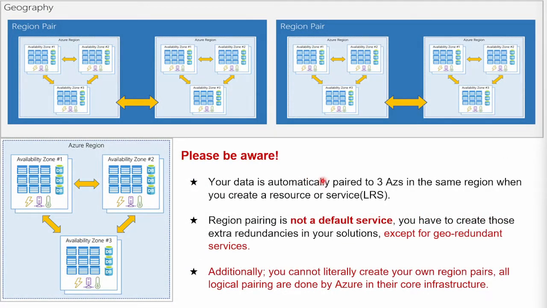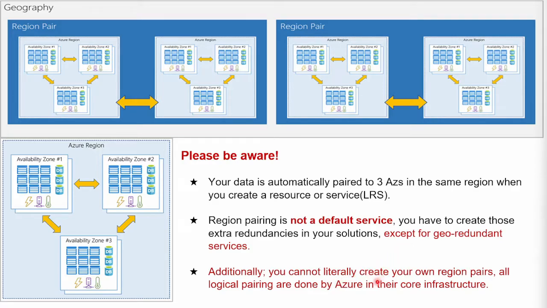This is a general overview of what a few region pairs would look like. And I want you to understand that with region pairs, you get three AZs in the same region for LRS. Now you get three copies on one AZ as LRS. Now region pairing is not by default for all services except for geo-redundant services. So if you have a service that is marked as geo-redundant, you get region pairing on that service by default.